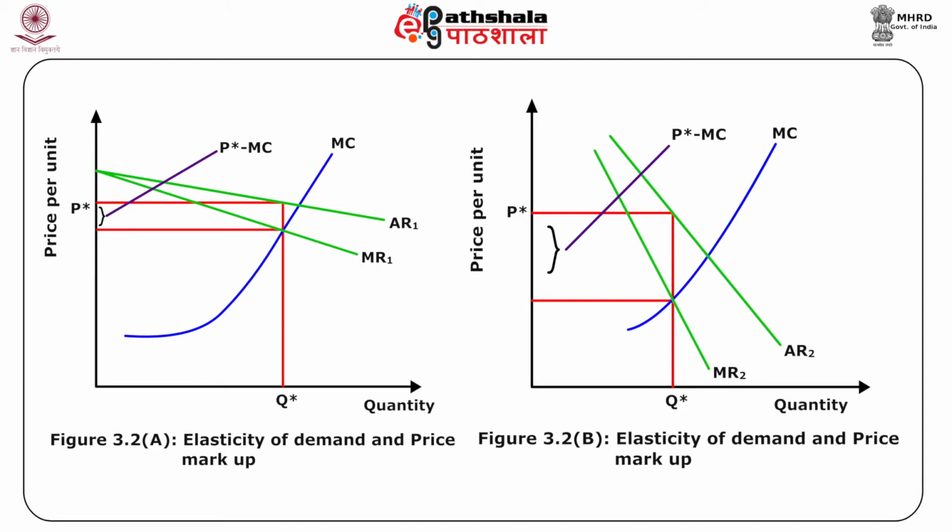In this case, the firm's demand curve AR1 is highly elastic and flatter. As a result, the markup is smaller and the firm has little monopoly power. However, if the demand is relatively inelastic, given by AR2 in figure 3.2b, the markup will be large and the firm will have considerable monopoly power.